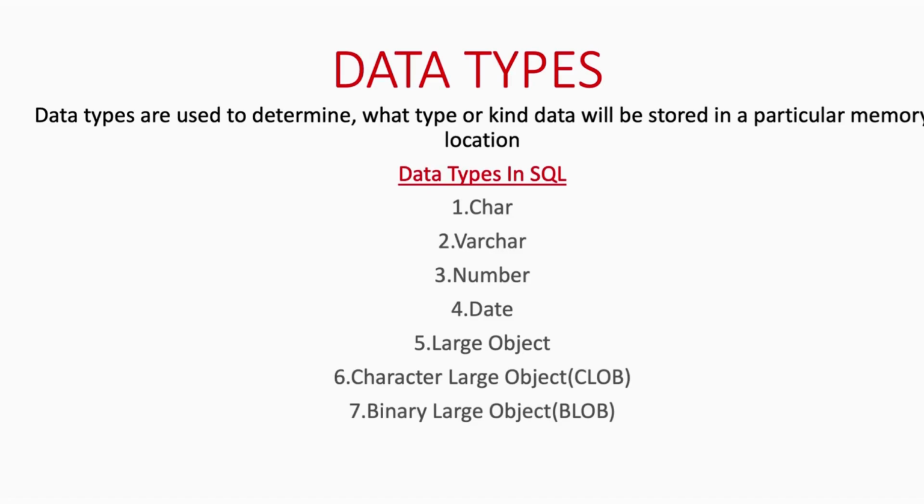A simple example: if you are sending or receiving messages from your friends, you may get a message with a contact number, and you may get an image. That's the data type: the phone number is a number data type, and the image is an image data type. So the data type is different for different types of data. Likewise, in SQL there are 7 types of data types: char, varchar, number, date, large object, character large object, and binary large object.